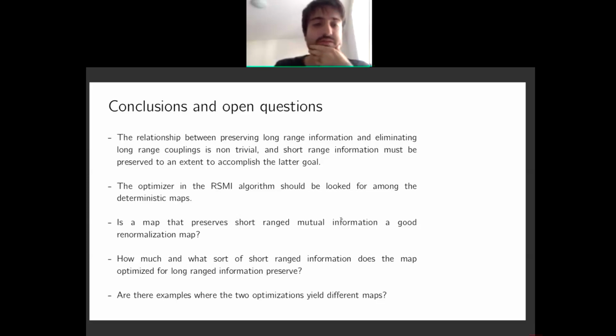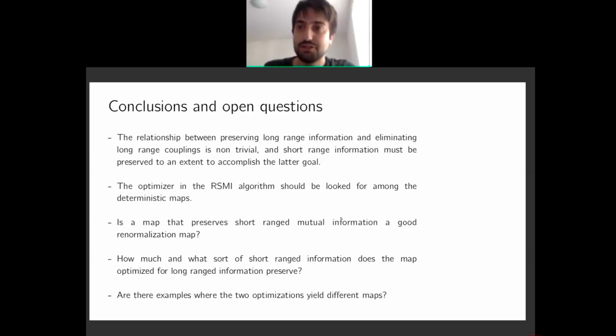And then there are some questions. We might ask, okay, but if we actually do this optimization numerically, is the map that we get out of it a good renormalization map in any sense? The RSMI algorithm with its heuristics actually finds a good renormalization map, but it is not at all obvious that by using our optimization, we actually do find a useful renormalization map. The intuitive answer would probably be not, because, as I said, it goes against the whole philosophy of preserving long-range physics and throwing away short-range physics, but this still might be interesting.